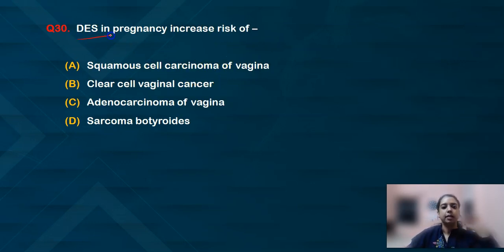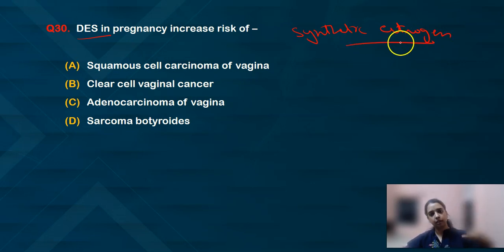Okay, what is DES? Diethylstilbestrol. Basically, it is a synthetic estrogen. It was used in pregnancy because it used to prevent cases of preterm labor and cases of excessive nausea and vomiting. All those were prevented by DES, and it was glorified as a wonder drug. But eventually it was seen that DES was causing a lot of problems in the babies.